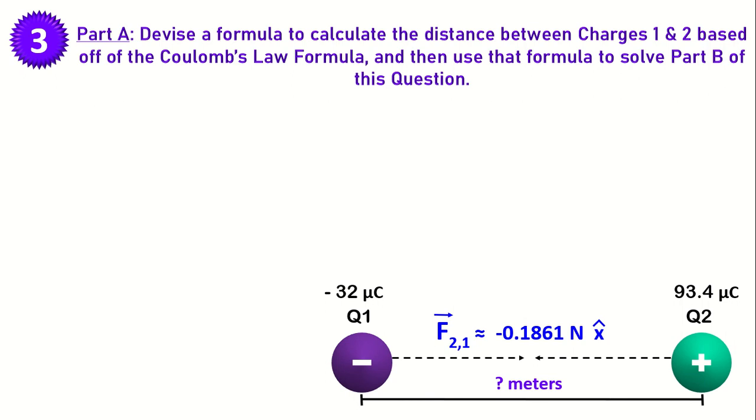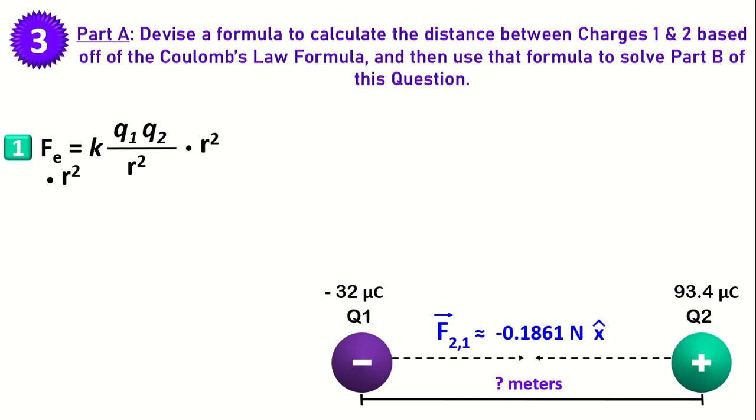Alright, so let's devise a formula. So number 1, here's the formula just for Coulomb's law. It states that the electrostatic force between two charges is equal to Coulomb's constant times charge 1 times charge 2 divided by the distance between them squared, or r squared.